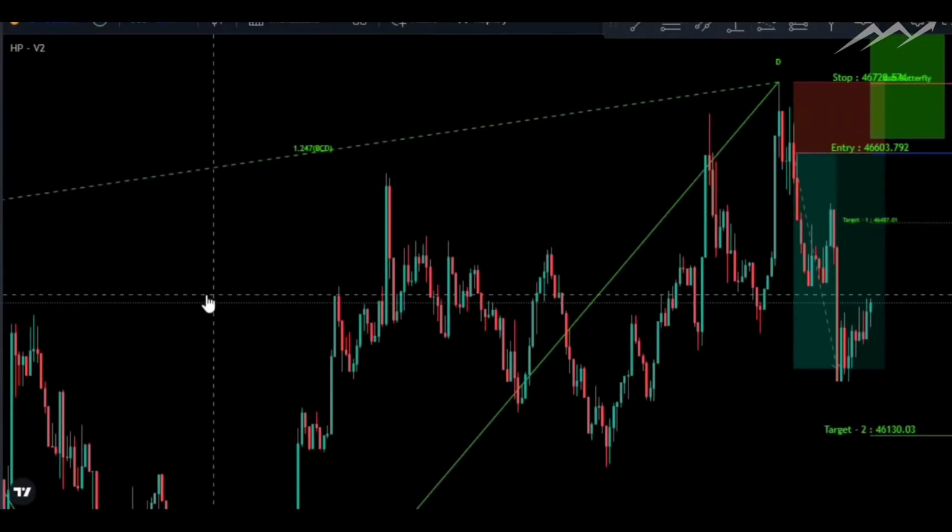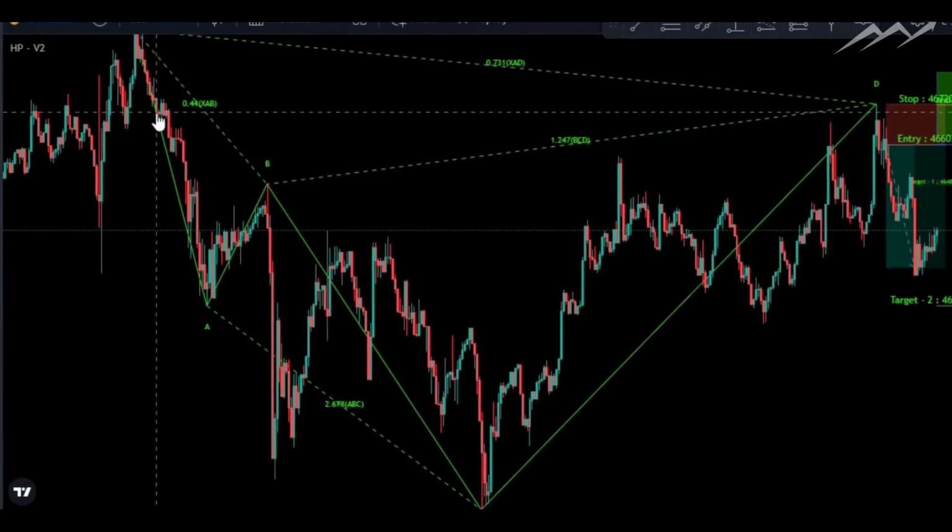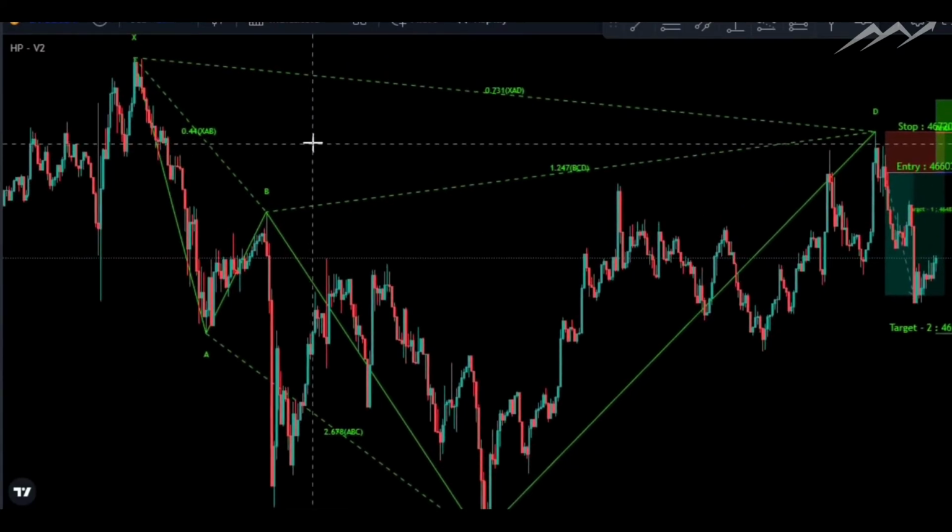At the 5 minutes time frame, the indicator detects this harmonic pattern in the Bitcoin chart and issues a sell signal according to this pattern.